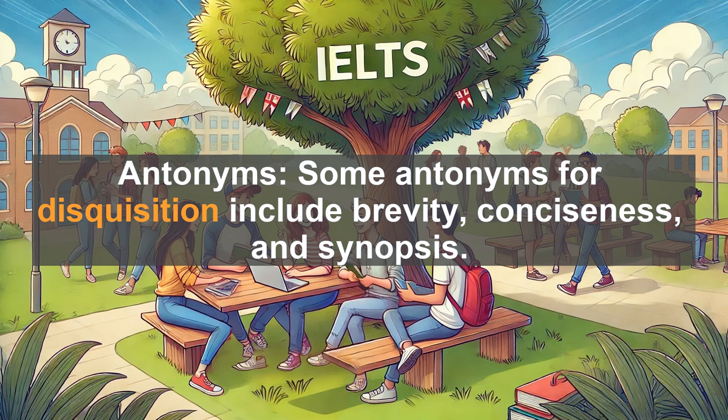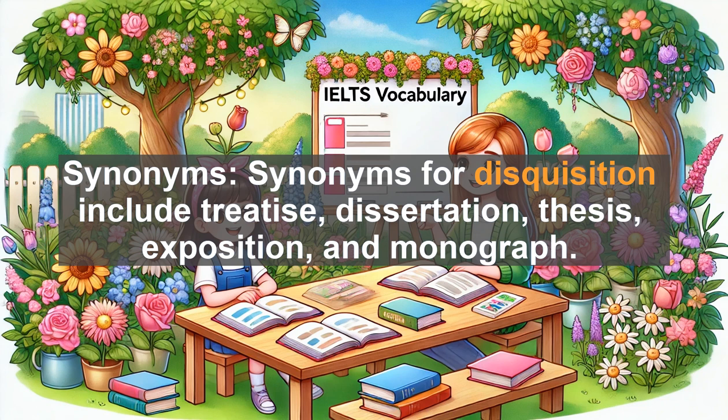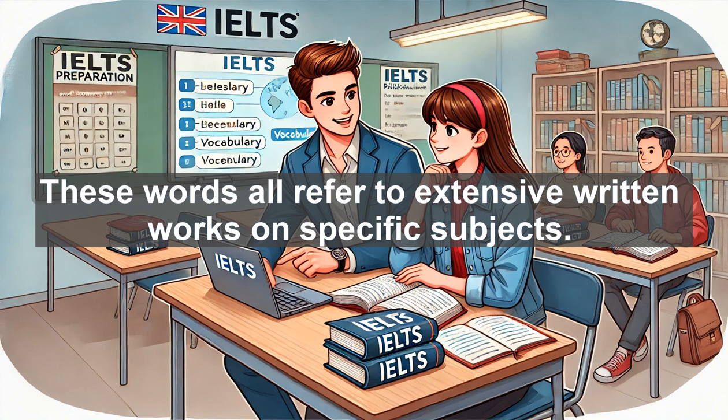Antonyms. Some antonyms for disquisition include brevity, conciseness, and synopsis. These words represent the opposite of the lengthy, detailed nature of a disquisition. Synonyms. Synonyms for disquisition include treatise, dissertation, thesis, exposition, and monograph. These words all refer to extensive written works on specific subjects.